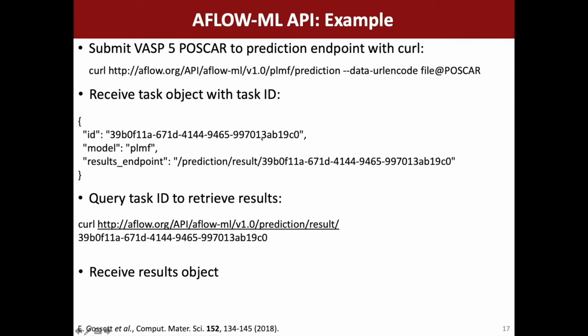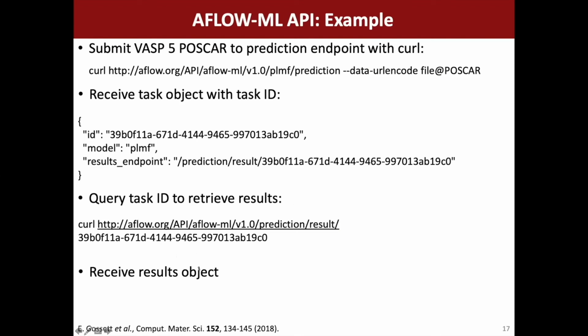So then you retrieve a task object, because it will just default to whatever the most recent version is if you don't include any version information. This will give you your task object. So like I said, this is a JSON object with this, and this is your task ID, this long hexadecimal string. You can then basically append this to this result endpoint.